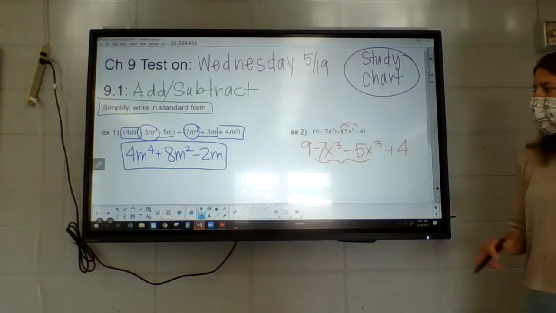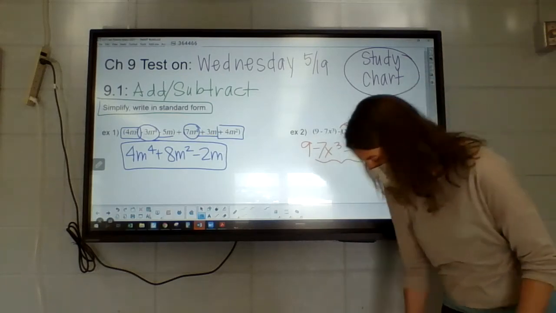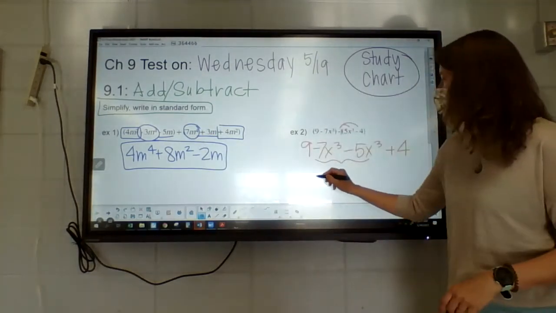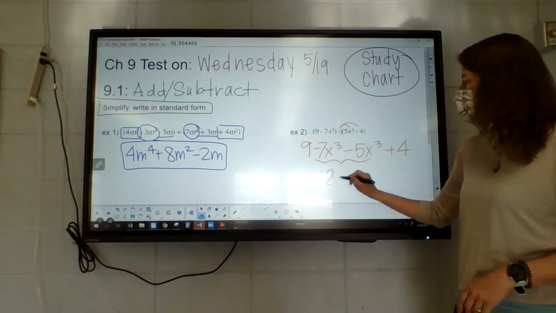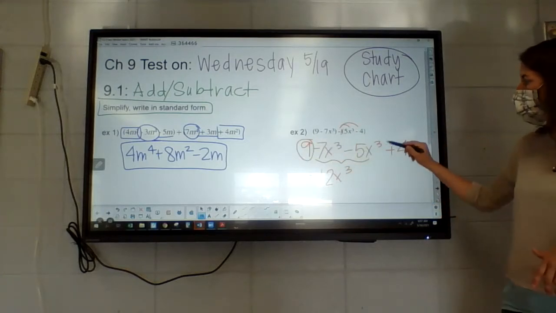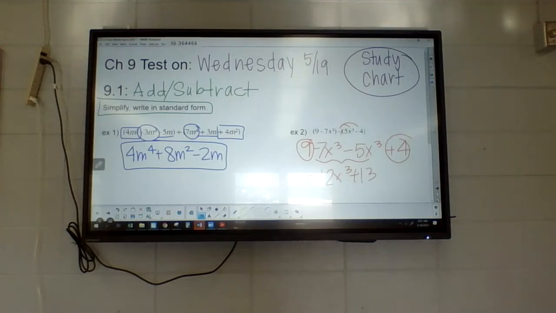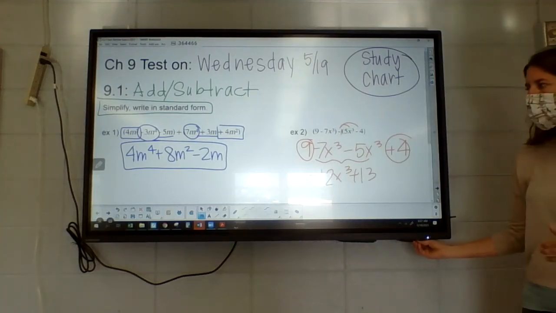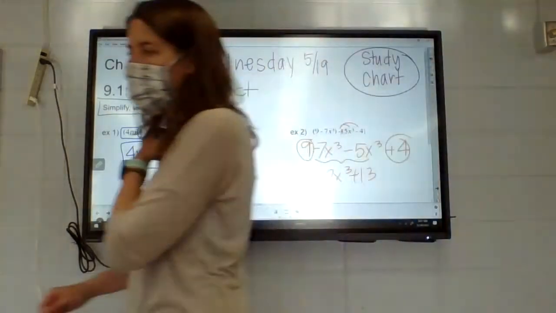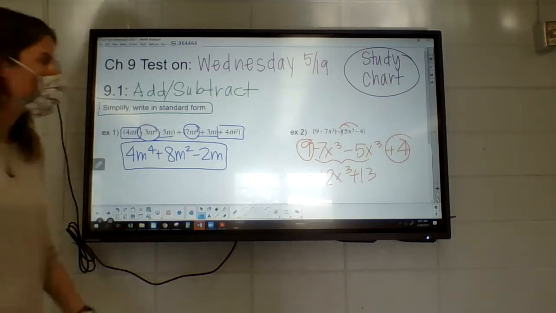Okay. So these are the higher powers. I'm going to start with that. Negative 7, negative 5 is going to be a negative 12. And then I have 9 and 4 together, so that's going to be 13. And then I can't combine anything else. So simplify, standard form, you have to watch for the signs that they're giving you.